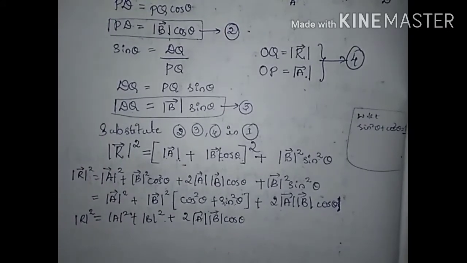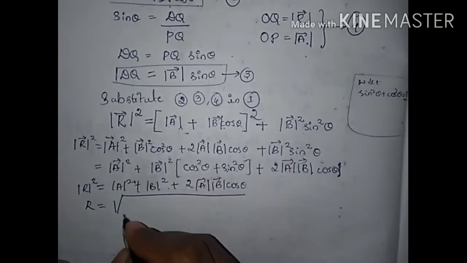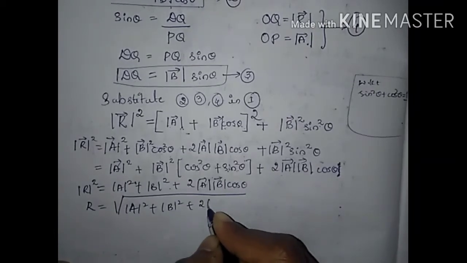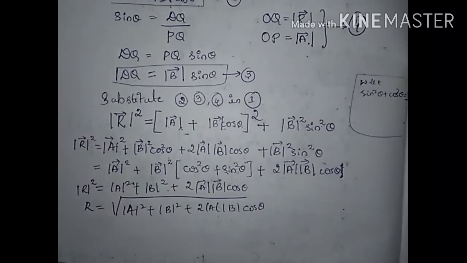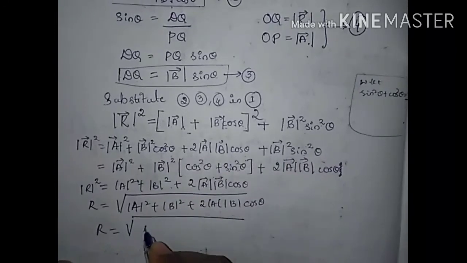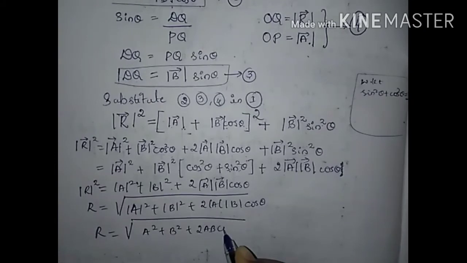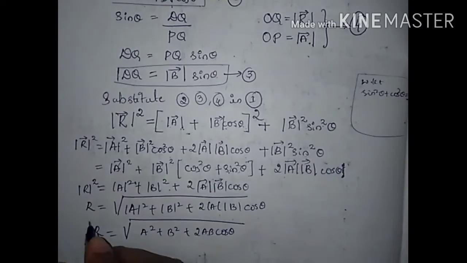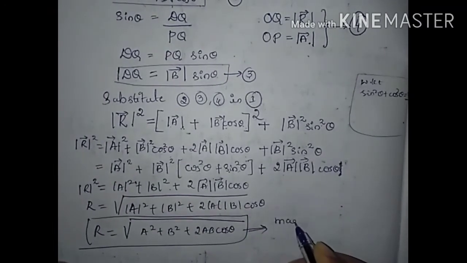So now if you want to write only R, then R will be what? Root over A square plus B square plus 2AB cos theta. So this can also be written as R is equal to root over A square plus B square plus 2AB cos theta. So this is the magnitude of the resultant vector R.